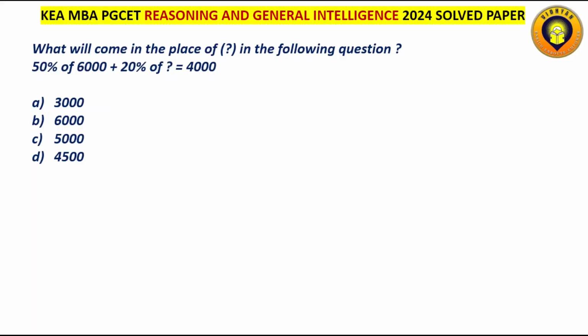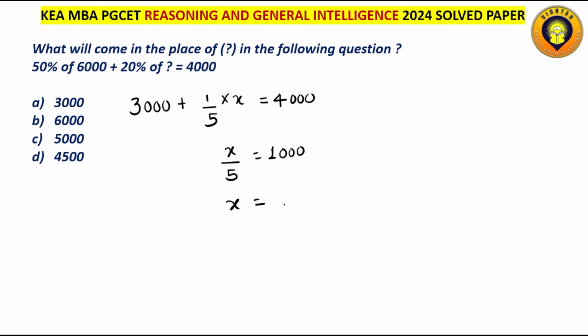What will come in the place of question mark in the following question? 50% of 6000 plus 20% of x is equal to 4000. 50% of 6000 is half of 6000, which is 3000, plus 20%, in terms of fraction, is 1 by 5. So 1 by 5 of x is equal to 4000. Therefore, x upon 5 is equal to 4000 minus 3000, which is 1000. Therefore, x is equal to 5 into 1000, 5000. So option C is the answer.